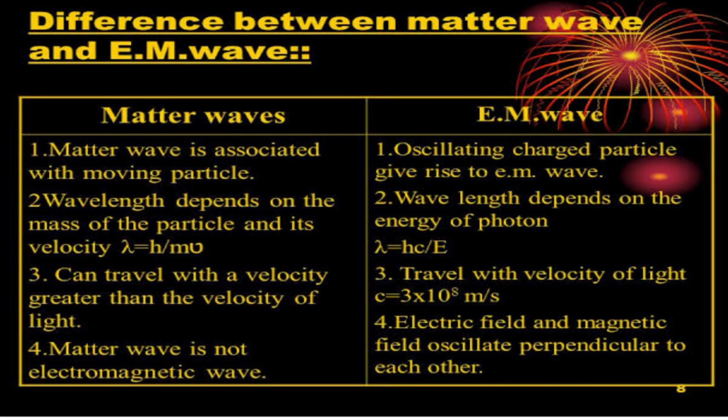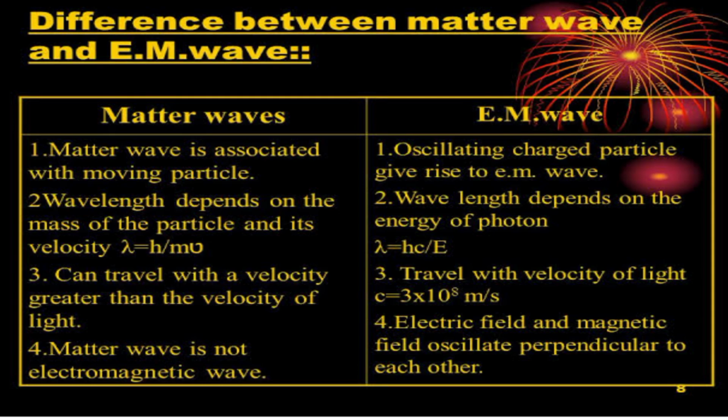Here we can see the difference between matter waves and electromagnetic waves. Matter waves are associated with moving particles, while electromagnetic waves are given rise to by oscillating charged particles. In matter waves, wavelength depends on the mass of the particle and its velocity: lambda is equal to h by mv. In electromagnetic waves, wavelength depends on the energy of the photon: lambda is equal to hc by E.